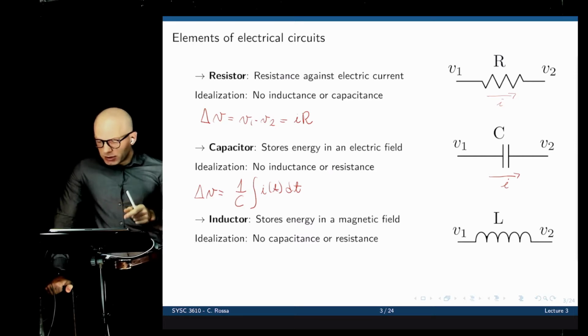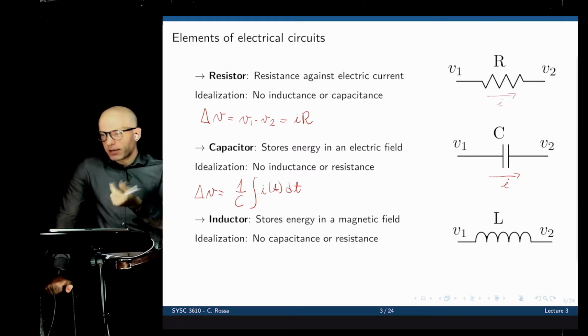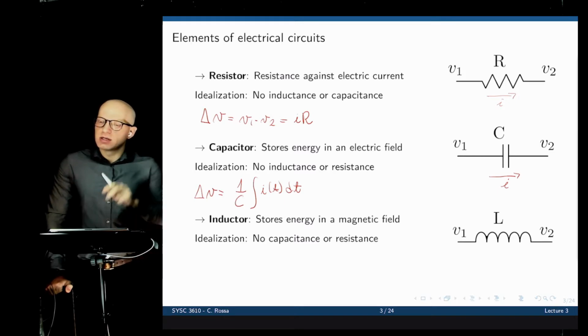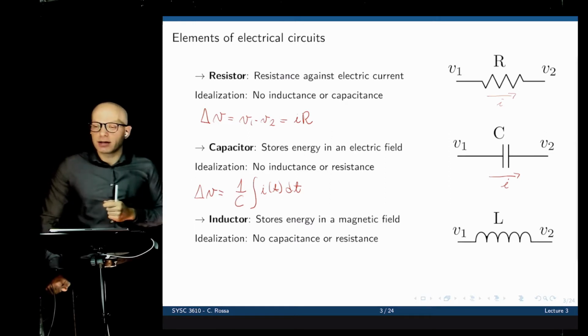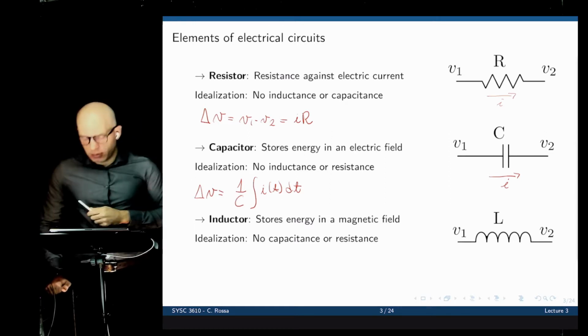Now this is the voltage drop across the capacitor as a function of the current. The assumption that we made here is that a capacitor has no inductance and no resistance. In reality, when you have a capacitor, there's always a little bit of resistance. If you need the resistance, then you need to connect the capacitor with a resistor that we just covered.